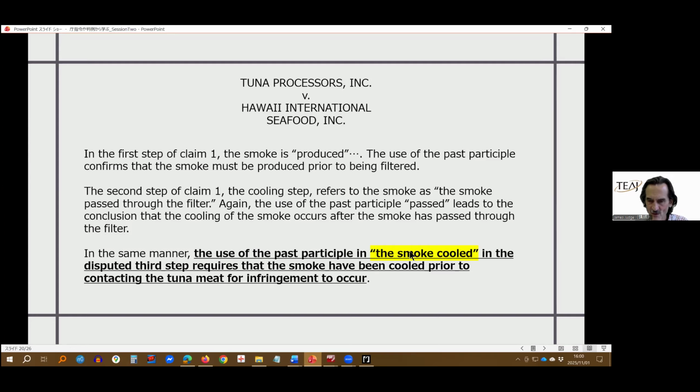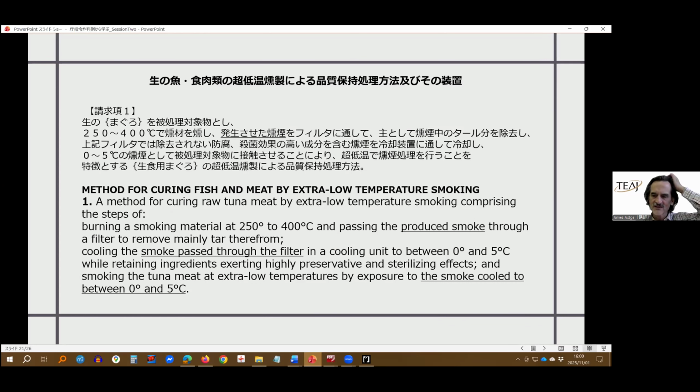because the smoke did not have to be cooled necessarily in the order of the steps that were recited. And I will just leave you with this as translators. It's interesting to look at the original Japanese claim, which I looked up, and compare it with the English that was rendered. There are some significant differences. I would say the translator took quite a few liberties.